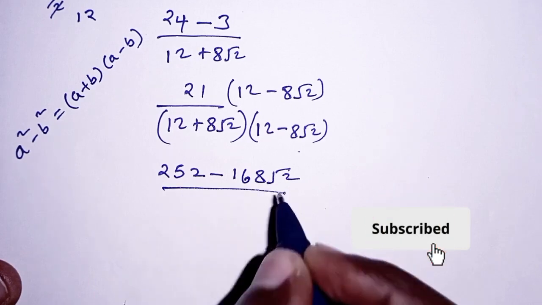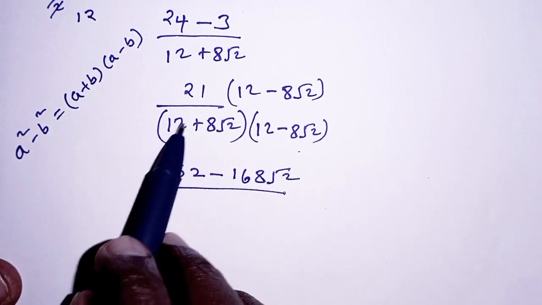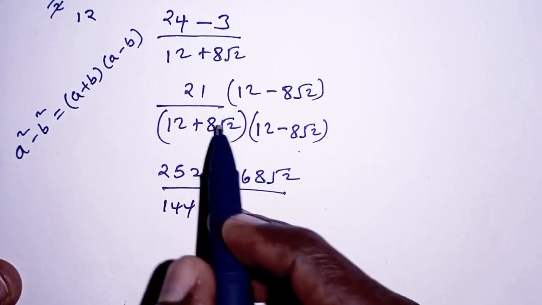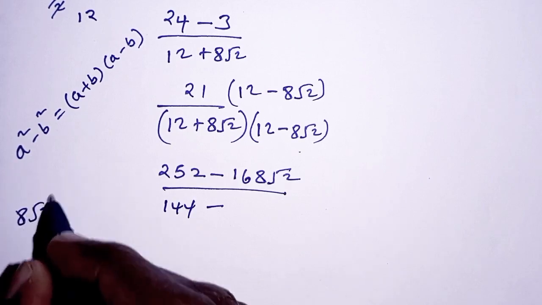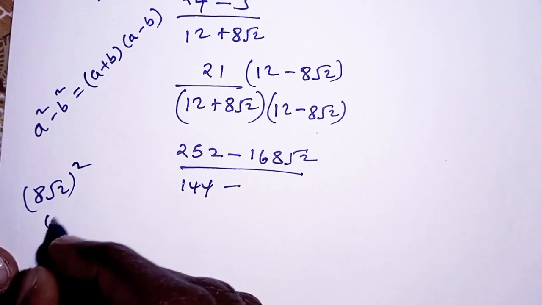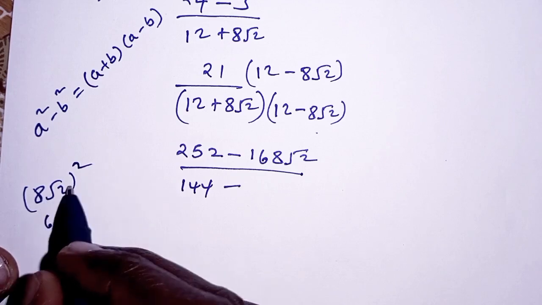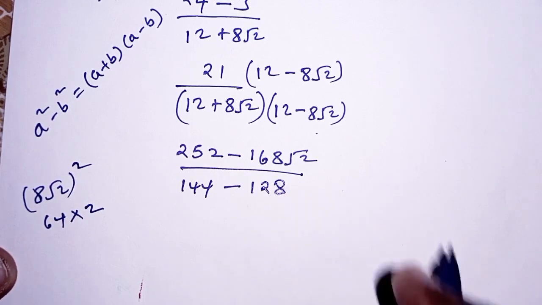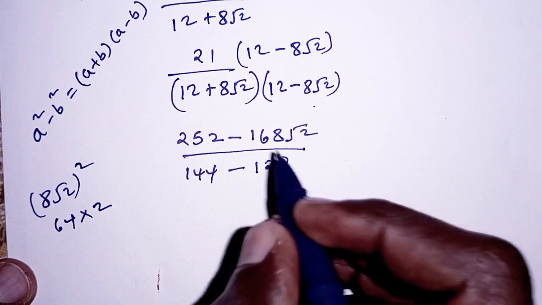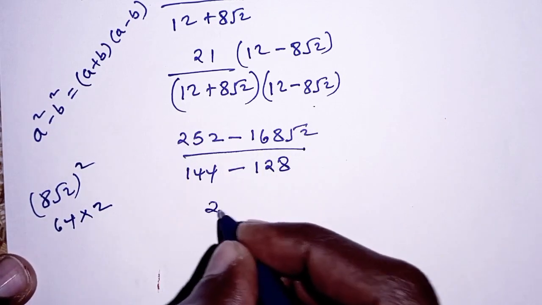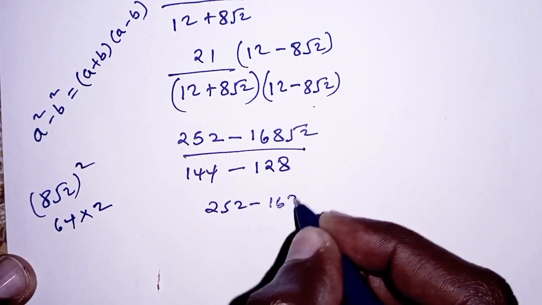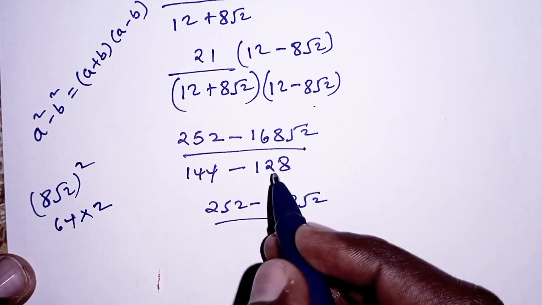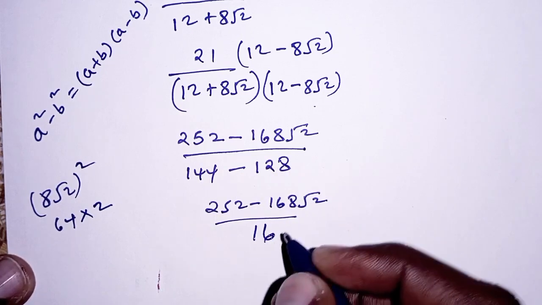And then on the denominator, we'll just have to square 12, which is 144, and then subtract the square of 8 root 2. 8 root 2 squared simply means you are squaring 8 to get 64 times, and then you square root 2 to get 2. So this should give us 128. Well, at this point, we can see that the numerator is still 252 minus 168 root 2. And then the denominator 144 minus 128, that should give us 16.